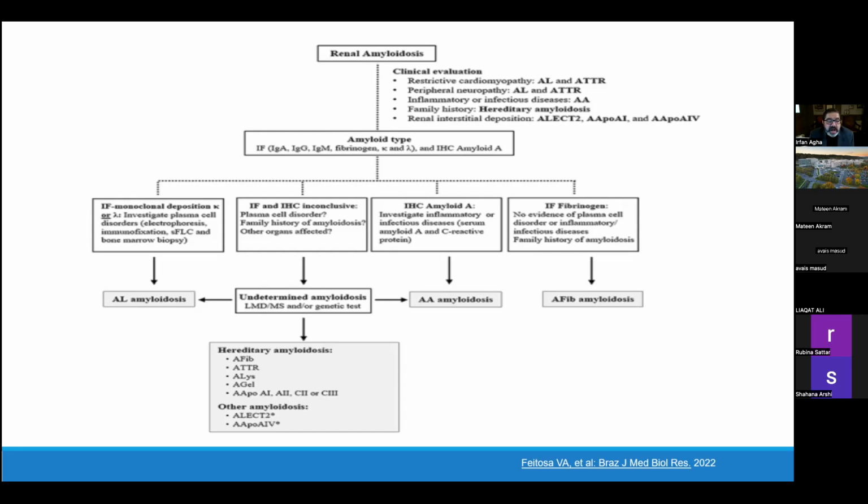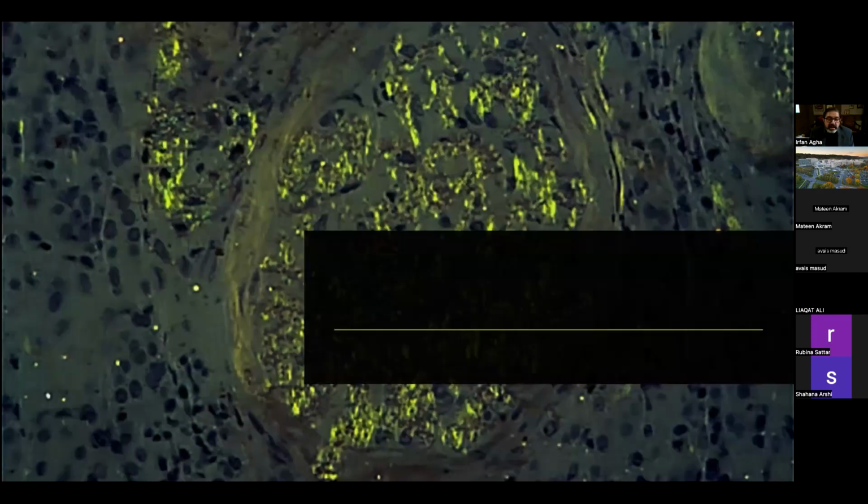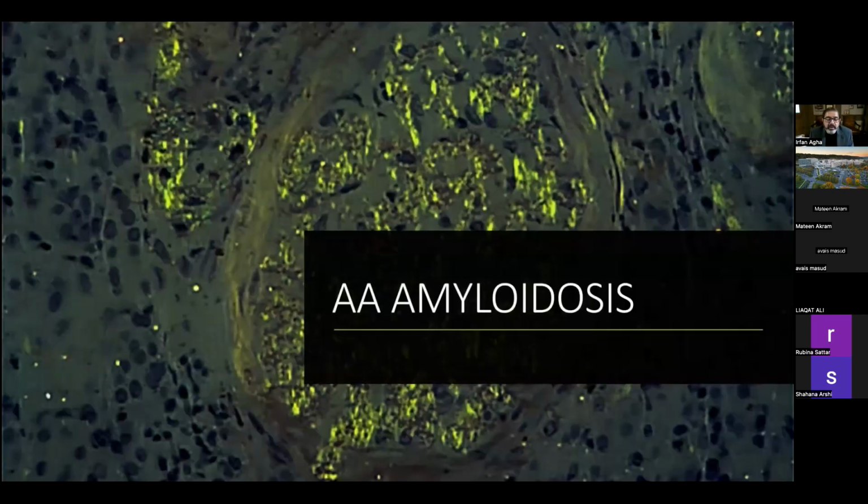But if there's lack of clarity, then you have to go for LMD and MS to figure out what type of protein we're dealing with. And once you have that, you can start looking at some of these disorders individually. So we will start with AA amyloidosis.